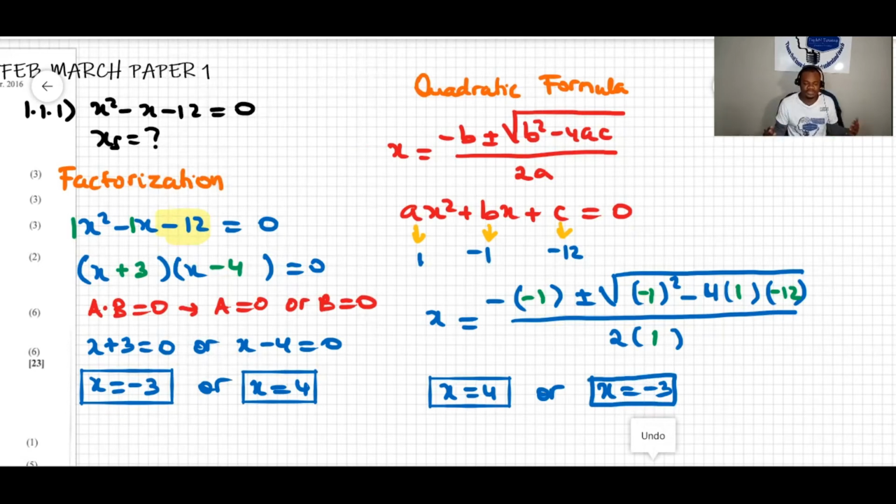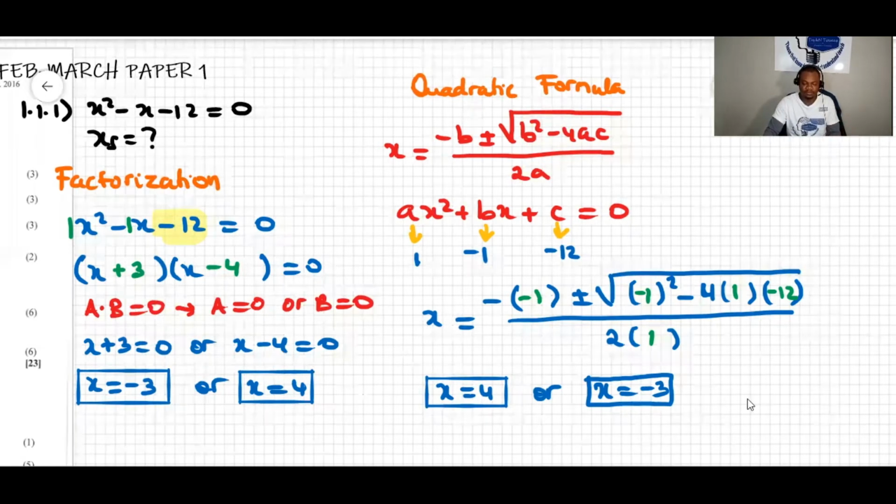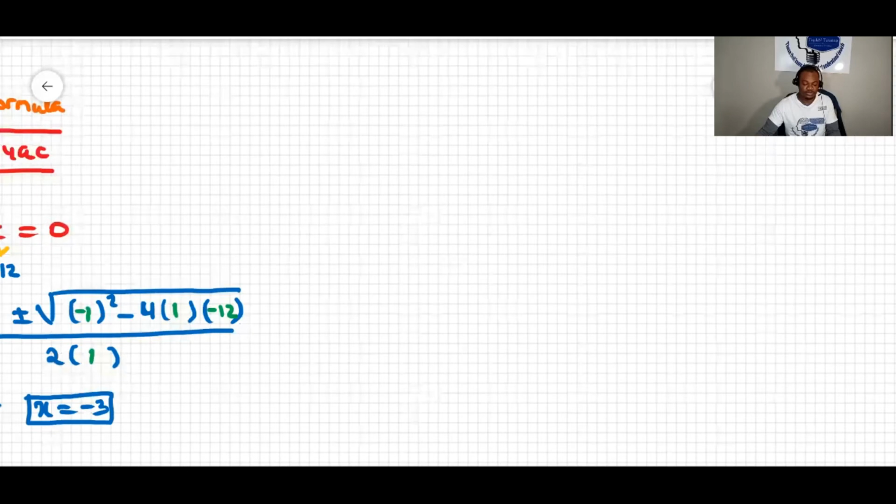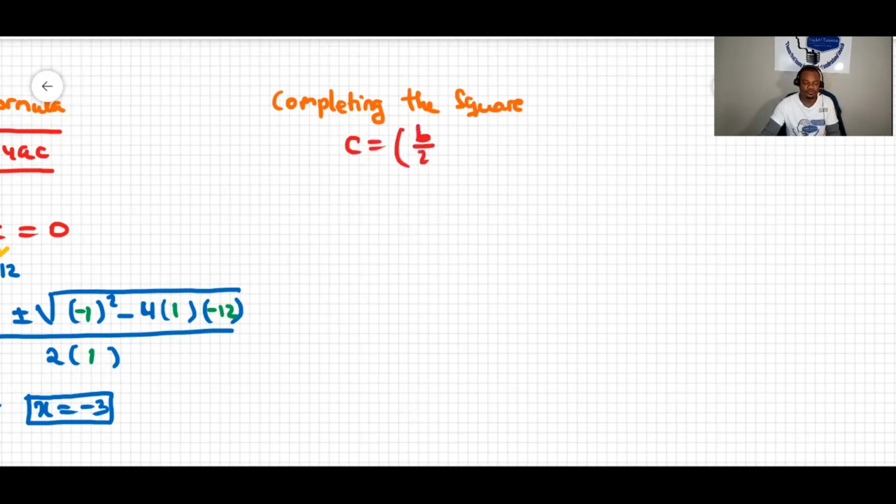We can also solve this same problem by completing the square. I know most people don't like it. Most students prefer not to solve by completing the square, but just do it for fun. Let me make it easier for you. It's when we change the constant term into the form of b over 2 to the power of 2.